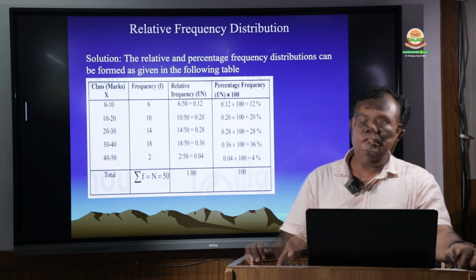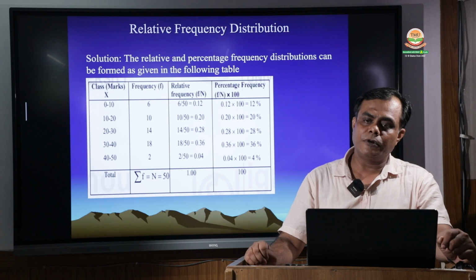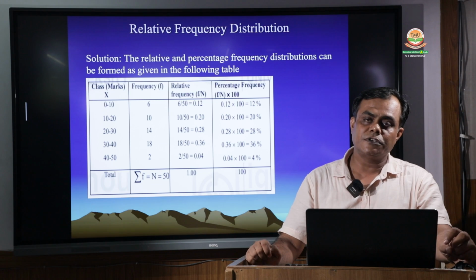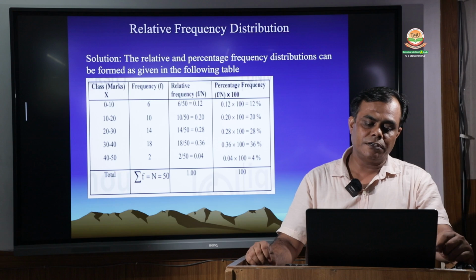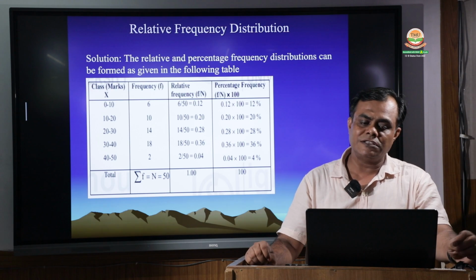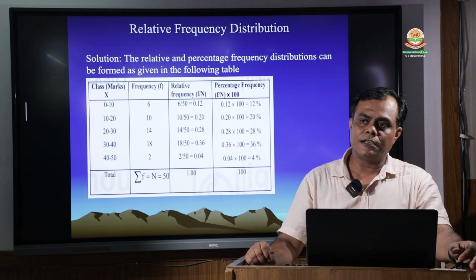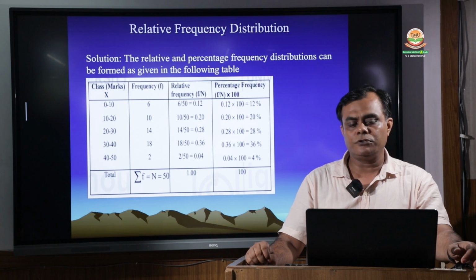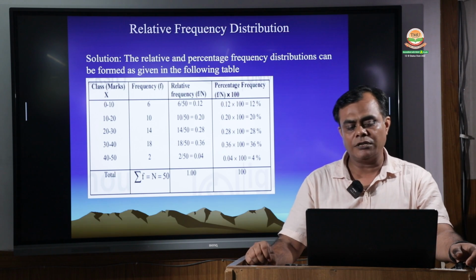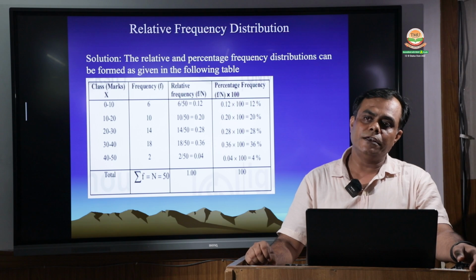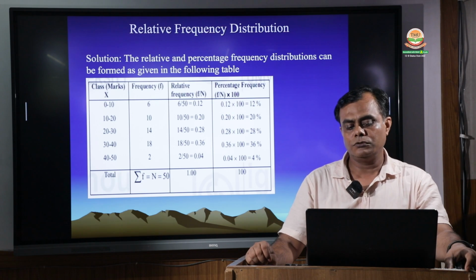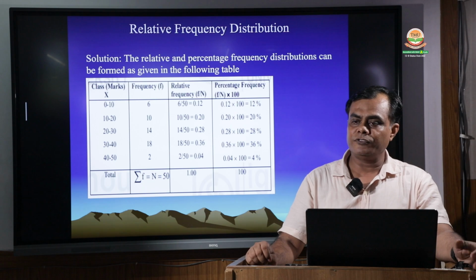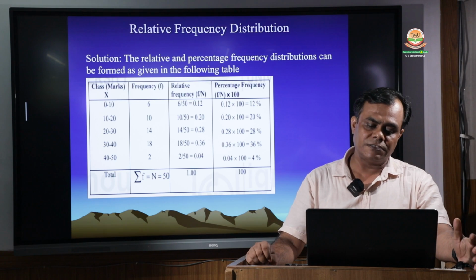Next, in this slide, the relative or percentage frequency distribution can be formed as given in the following table. Here x is the class interval: 0 to 10, 10 to 20, 20 to 30, 30 to 40 and 40 to 50, and their frequencies are 6, 10, 14, 18 and 2. So the total frequency, or the total size of the data, is 50.